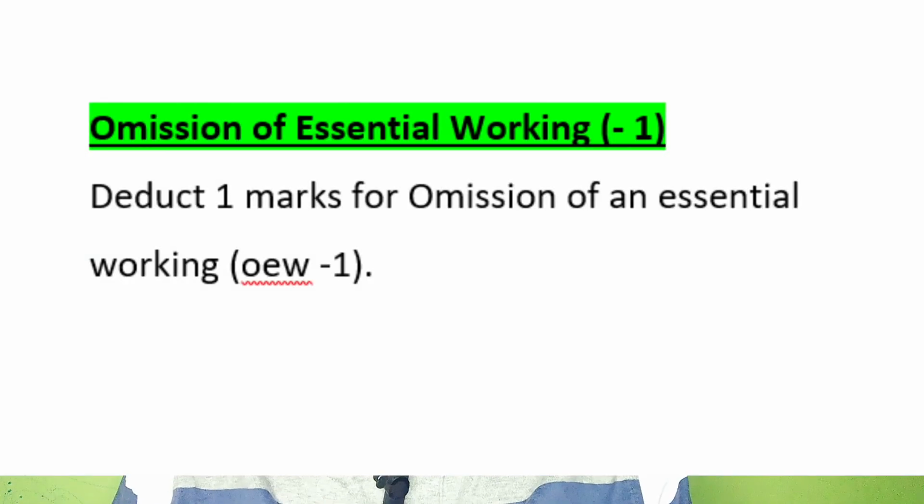Number 5, omission of essential workings. That attracts -1. Deduct 1 mark for omission of an essential working. What do you mean by that? When you are to work, you must follow everything in a stepwise procedure. You must include every step without omitting any.